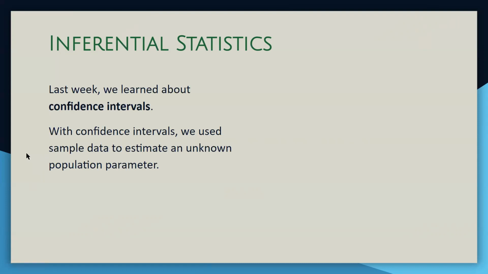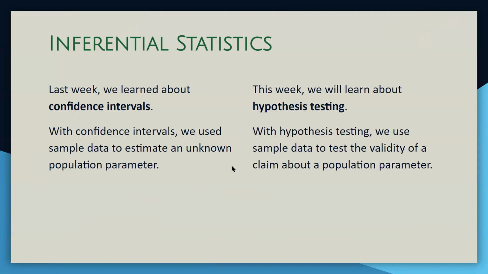This week, what we're doing is sort of the opposite of what we did last week. This week, we're doing something called hypothesis testing. With hypothesis testing, there's already a claim about the population parameter. So we have a value for the population parameter. We want to test the validity of that value using sample data. So we're selecting a sample from a population and saying, does this sample match what we think the population value is?